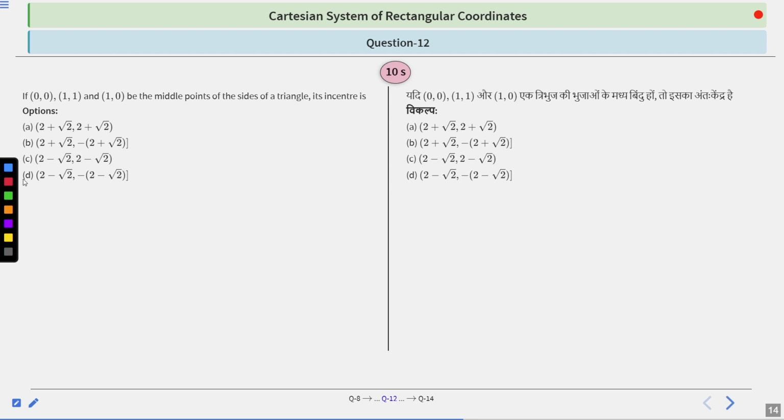Right, coordinates of the midpoints of the sides of a triangle. Clear? So by using this we can easily find the coordinates of the vertices of the triangle, and after that we can easily find the incenter of the triangle. Got it? So in this way you can try to approach this question. You have 10 seconds to solve or think about this question. After 10 seconds we will discuss the solution part, right?